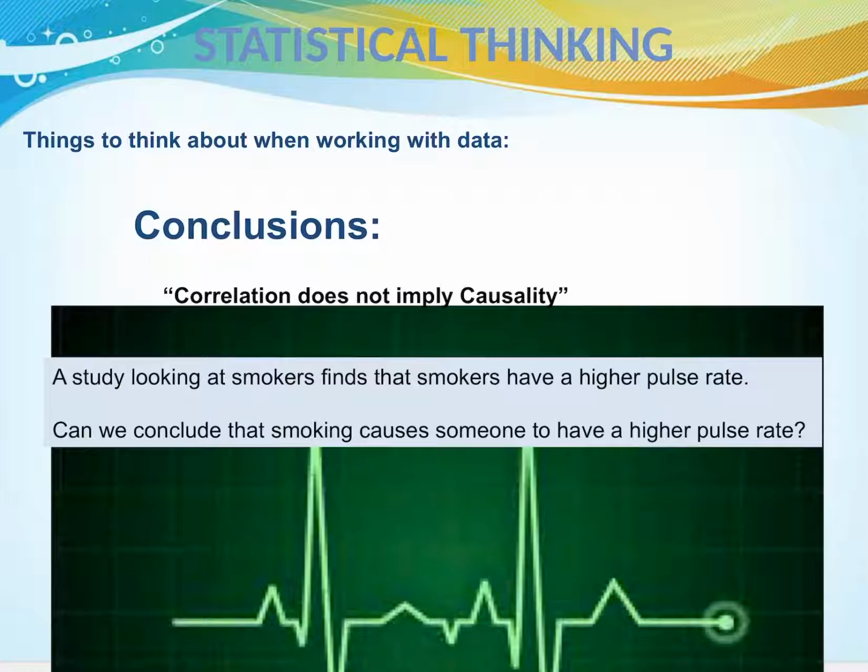Finally, how we draw conclusions is going to be really important when we're working with data. Correlation does not imply causality. So for example, a study might look at smokers and find that smokers have higher pulse rates than non-smokers. Can we conclude that smoking causes someone to have a higher pulse rate? No, we cannot. People with higher pulse rates might be more nervous and might smoke in order to calm down. Now, it's quite likely that smoking could cause higher pulse rates, but just looking at those two factors and determining if there is a correlation does not mean that one necessarily causes the other.